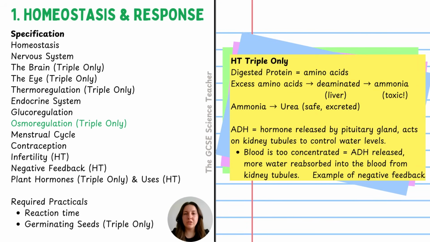For higher tier triple students, you need to know that digested proteins break down to amino acids, and excess amino acids need to be deaminated in the liver and produce a toxic chemical called ammonia. Ammonia needs to be broken down into urea so it can be safely stored and excreted when it's in the body.